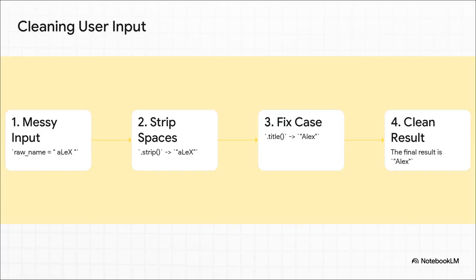So let's put it all together in a real-world scenario. Imagine a user types their name into a form, and it's a mess. Look, extra spaces, weird capitalization. We can chain our methods together to fix this in one go. First, we strip away the white space. Then, on that result, we immediately call .title to fix the capitalization. And just like that, in one elegant line of code, we've turned that messy input into clean, reliable data.